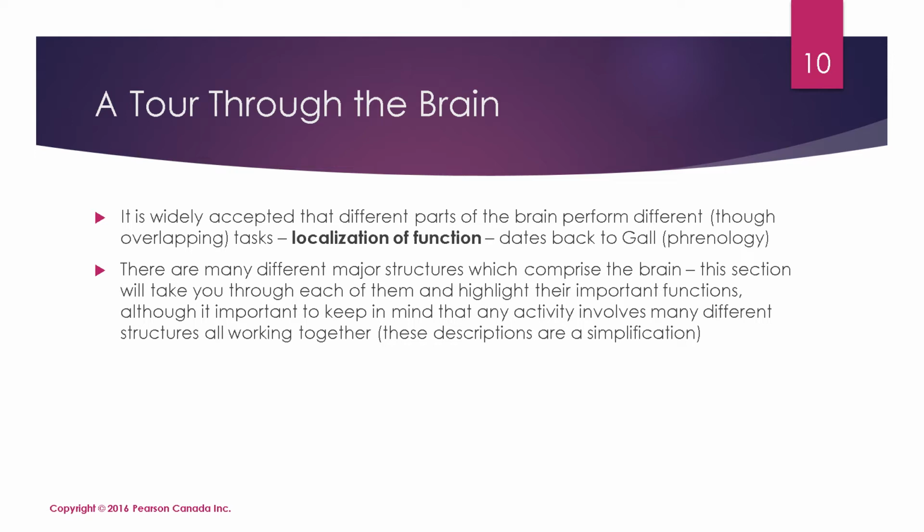So there are many different major structures which comprise the brain. This section is going to take us through each of them and highlight their important functions, although it is important to keep in mind that any activity involves many different structures all working together. So these descriptions are obviously going to be a bit of a simplification. But for your purposes, like I mentioned, you just need to know generally where the brain areas are and what functions they're involved in.